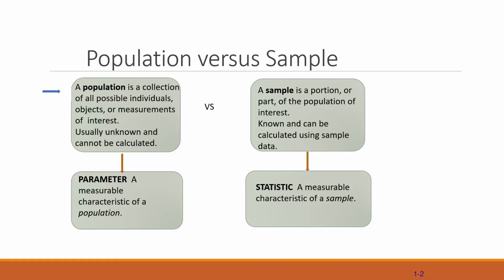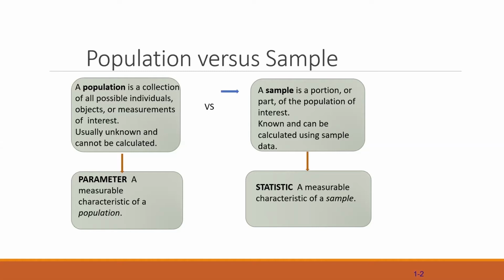So basically the population is the collection of all possible individuals that we are interested. Usually anything related to the population is assumed to be unknown and thus cannot be calculated. If we know the population, then we don't need statistics. You can go ahead, measure the population, make a decision right away. The situation when we need statistics is that we don't know the whole population. So we have to use sample.